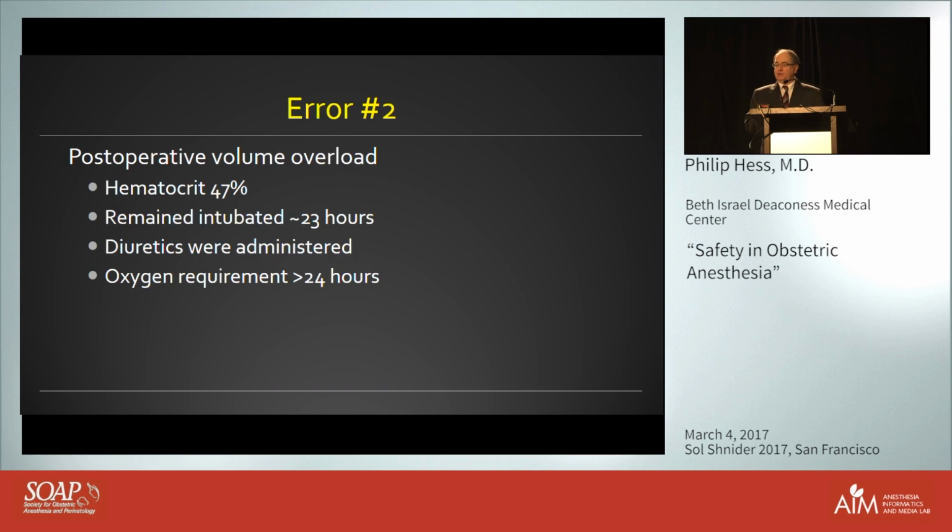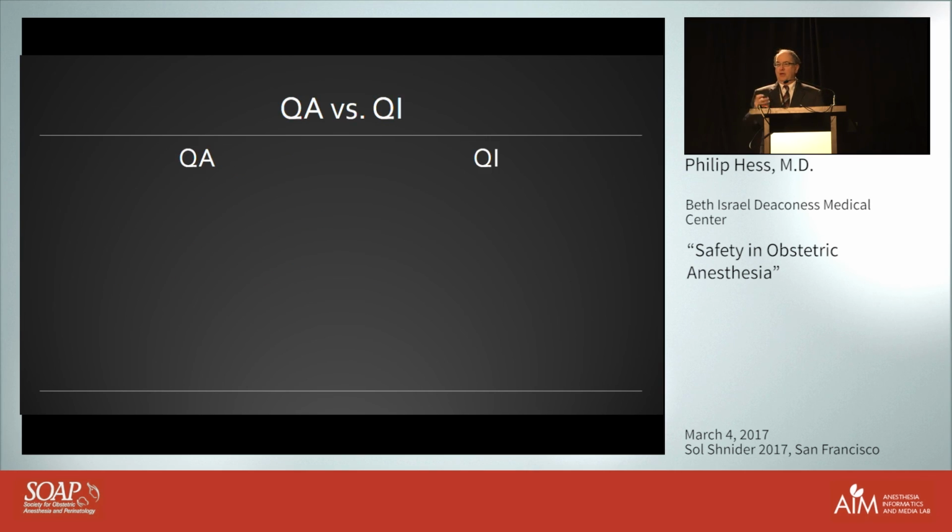Unfortunately, postoperatively, this patient had a hematocrit of 47, remained intubated for 23 hours, had to get diuretics for volume overload, and had oxygen requirements for over 24 hours. Right? So in this case, they were transfusing, they kept her alive, everything went great, but there was circulatory overload, and our QA system, she came up on the dashboard.